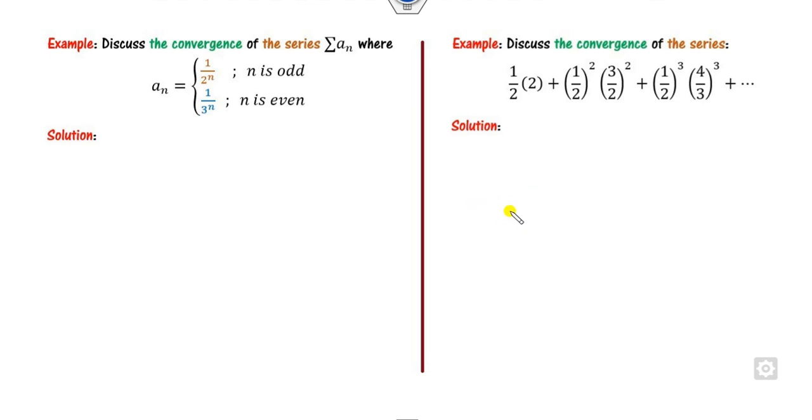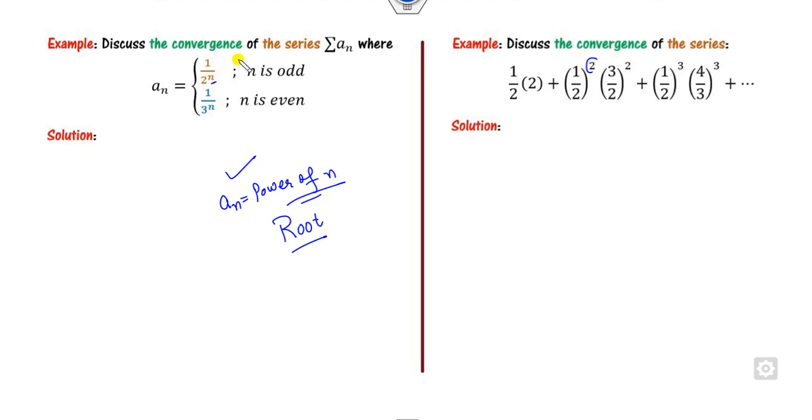How do you remember when you can apply this root test in your examination? Whenever your a_n is in the form of a power of n, look at that, these are powers of 2, 3 and so on, you should always apply this root test.